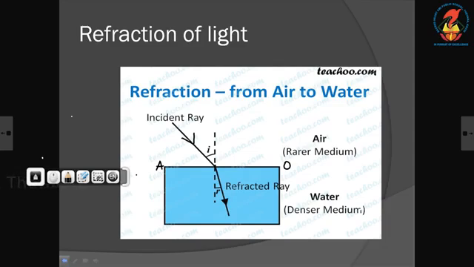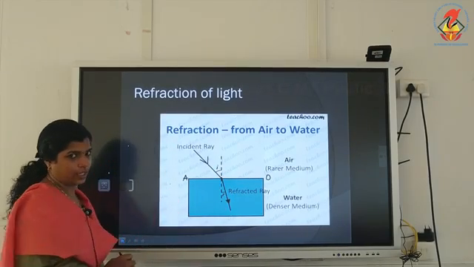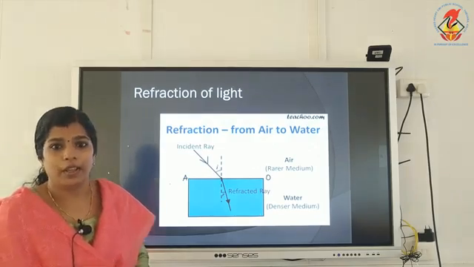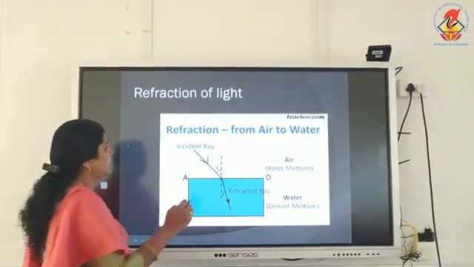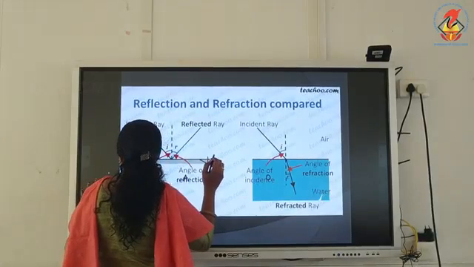AO is a surface which separates air and water. From that point, bending or deviation will take place. This point is known as the point of incidence. If you draw a normal, this one is a normal that is drawn at the point of incidence.